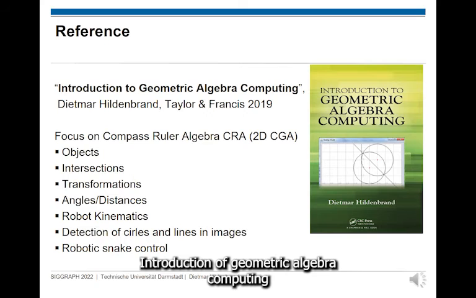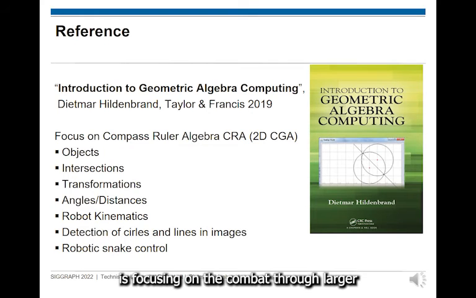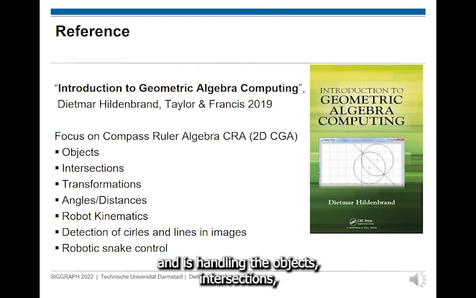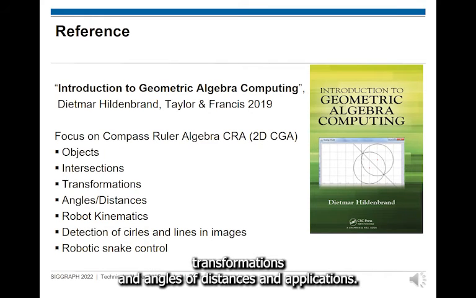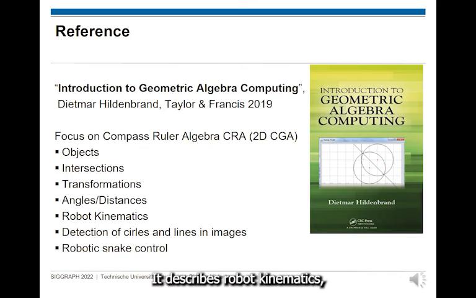Introduction of Geometric Algebra Computing is focusing on the compass ruler algebra, the 2D version of CGA, and is handling the objects, the intersections, transformations, and angles and distances. And as applications, it describes robot kinematics, detection of circles and lines in images, and robotic snake control application.